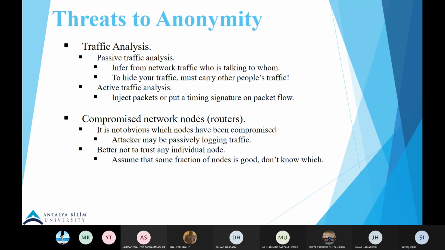Compromised network nodes: it is not obvious which nodes have been compromised. Attackers may be passively logging traffic. Sometimes the nodes mean our routers. If you talk about Wi-Fi, that is a router, that is a node, and if it is compromised, we don't know directly because we are not that knowledgeable. A normal person using Wi-Fi is not aware whether the link he is using is compromised or not. So it is better not to trust any individual node. You may have come across some websites that look not trustworthy, where the overall shape of the website, the content it's sharing, and the services it's providing are just too good to be true. So assume that some fraction of nodes is good, but we don't know which. This is also one of the points.